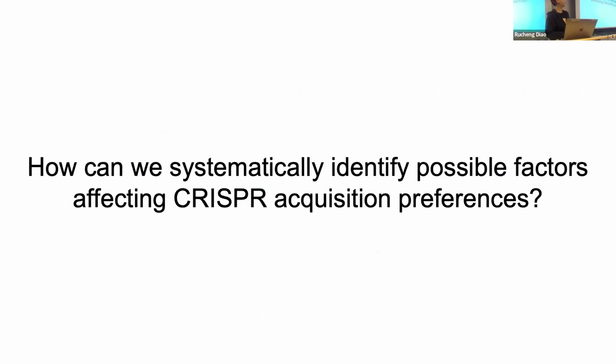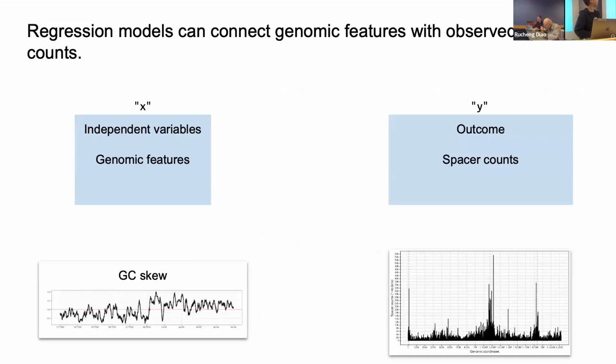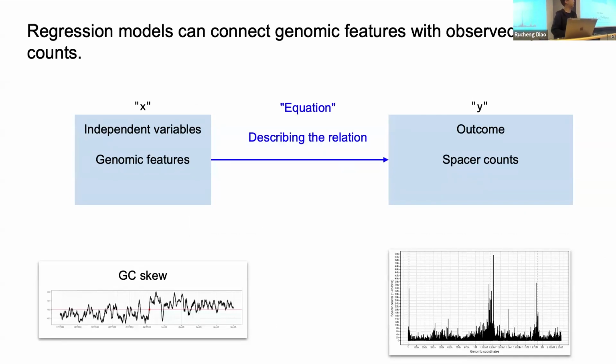So our question becomes, how can we systematically identify possible factors that affect this CRISPR spacer acquisition preference? This is where the regression model comes in. Basically, what we want to establish is that given an independent variable, in our case a certain genomic feature, we want to establish its relationship with the outcome, in our case the spacer count.